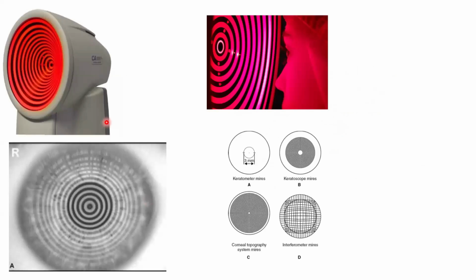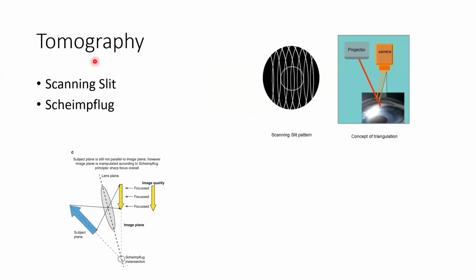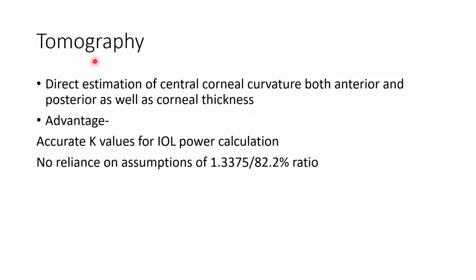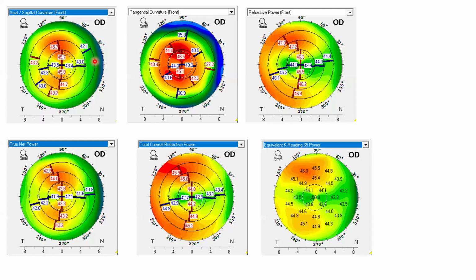These are the topographers, which are Placido disc based, and recent ones being tomography devices, which work on two principles, the scanning slit and Scheimpflug imaging. In both of these, we are able to get the posterior corneal curvature. In tomography, direct estimation of the central corneal curvature, both anterior and posterior, as well as corneal thickness, is available. The advantage is that we get accurate K values for IOL power calculation, and it does not rely on assumptions of 1.3375 or the 82.2% ratio.